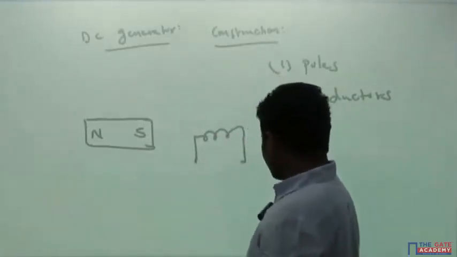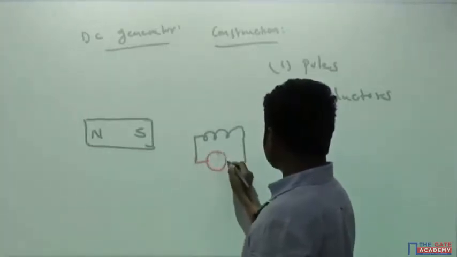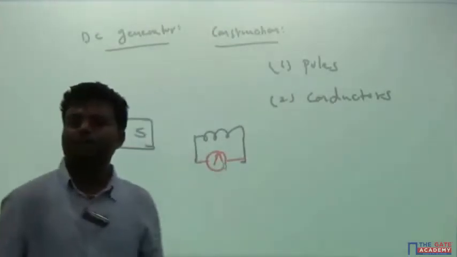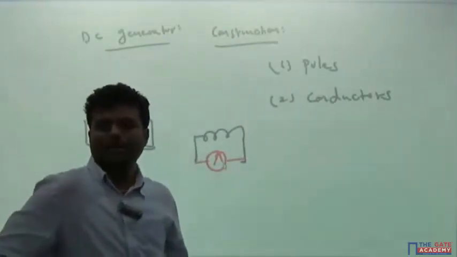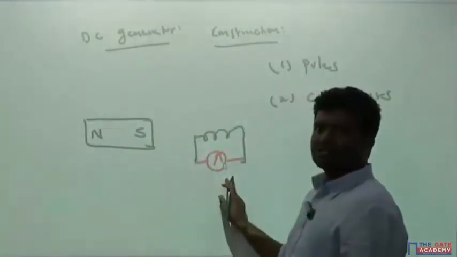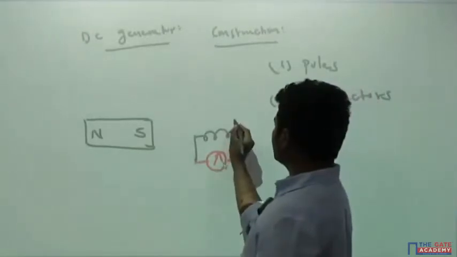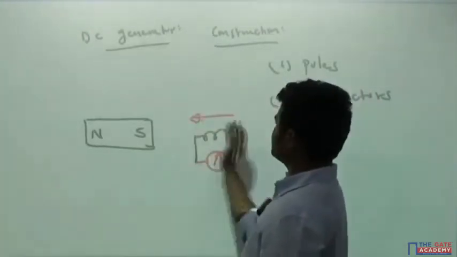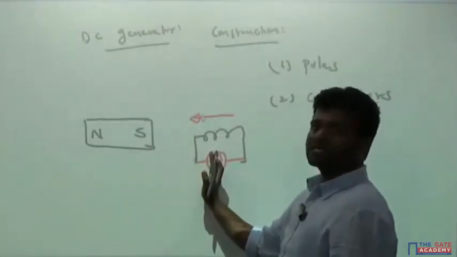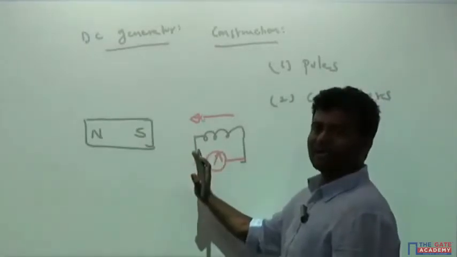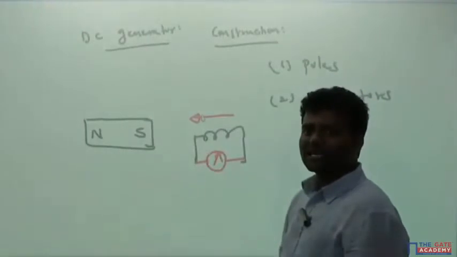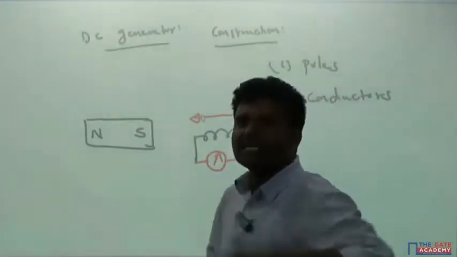And to this, if I connect a galvanometer, the galvanometer is the one which senses the current flowing in the conductor if it is closed. I just connected a galvanometer here now. So what happens here now, if you move this conductor to and fro, the pointer of the galvanometer starts moving either left or right, which means there is a current flowing in the conductor, which means some voltage is induced in the conductor.